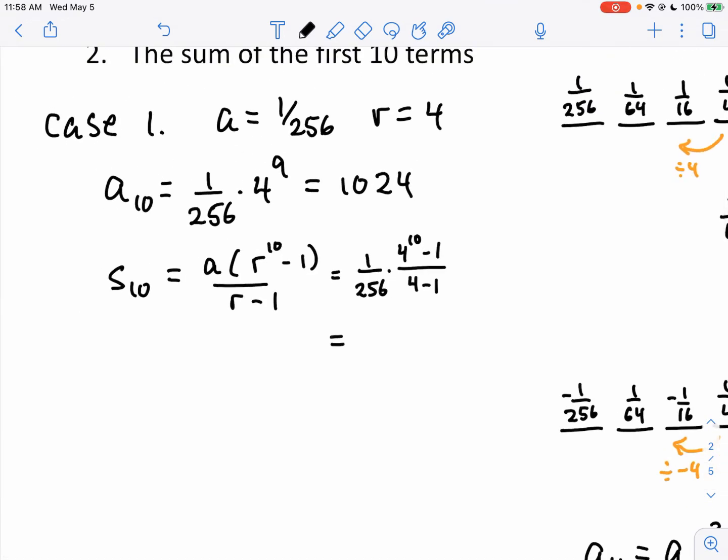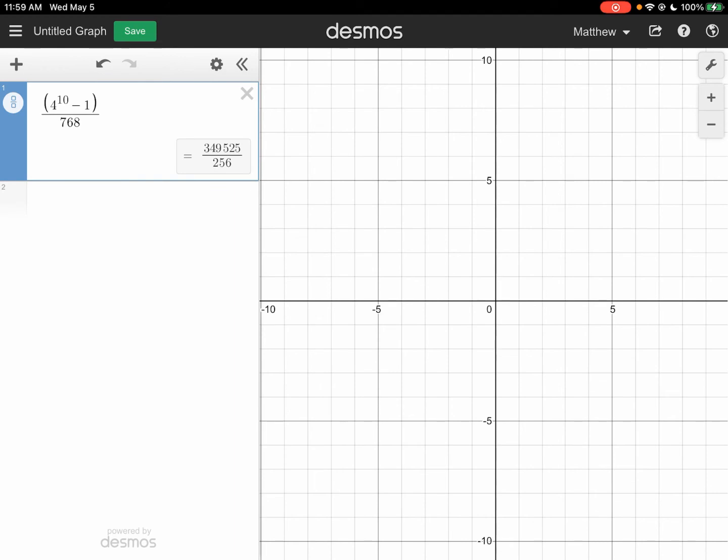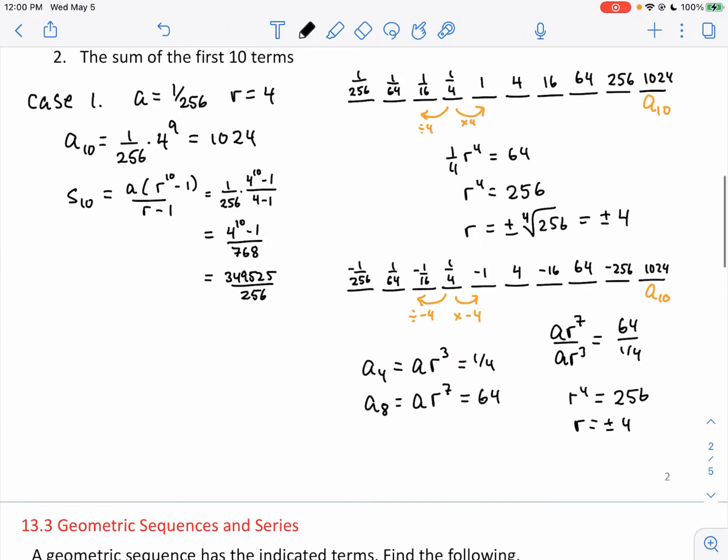And this gives us an answer of 4 to the 10 minus 1 in the numerator, and the denominator is 3 times 256, 768. And then if we reach for a calculator, we want to do 4 to the 10th minus 1 over 768. So I do 4 raised to the 10th, it's a large number, then minus 1, and then divide that by 768. And Desmos gives us an answer in decimal form, but if you click this little symbol over there, it'll give you the answer in fraction form. So 349,525 over 256.